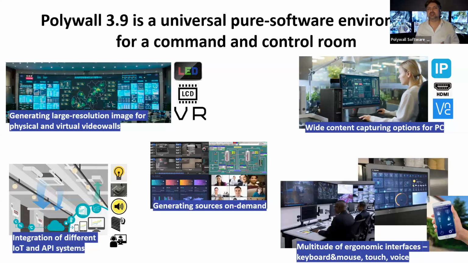It is generating sources on demand, meaning when a user or operator requests a source, the application is run. So there is no need for any PC to provide the sources. But if you have a PC, you have a lot of options for how you capture content from it and send it to your video wall. If you have AV over IP streams, there is a set of options for how you can take them and put them on your video wall. So it is a combination of all the technologies which we discussed before.